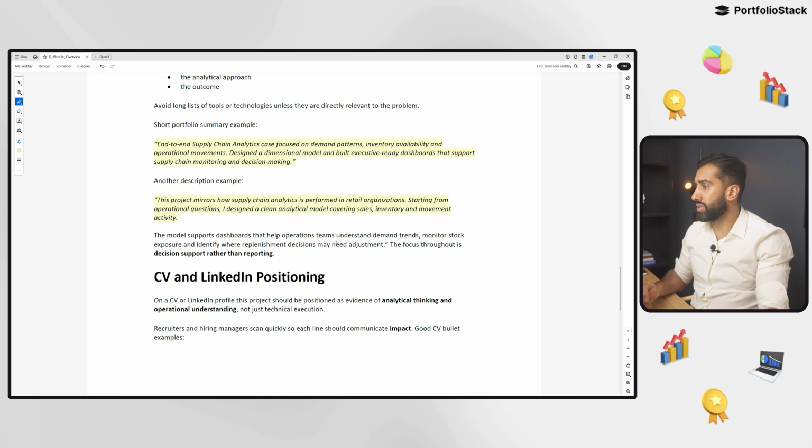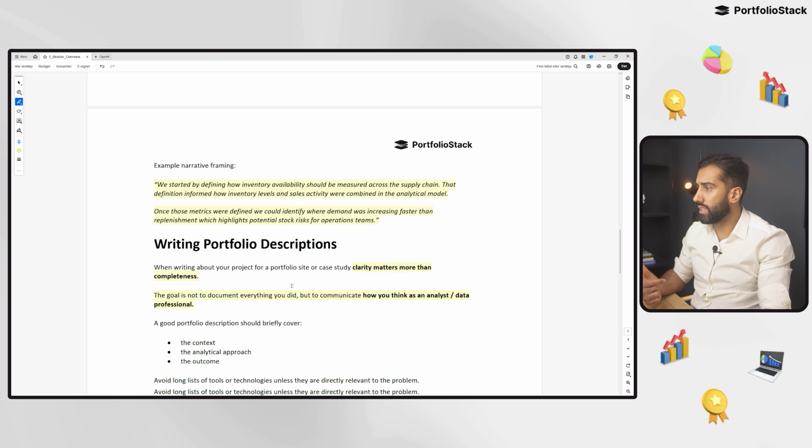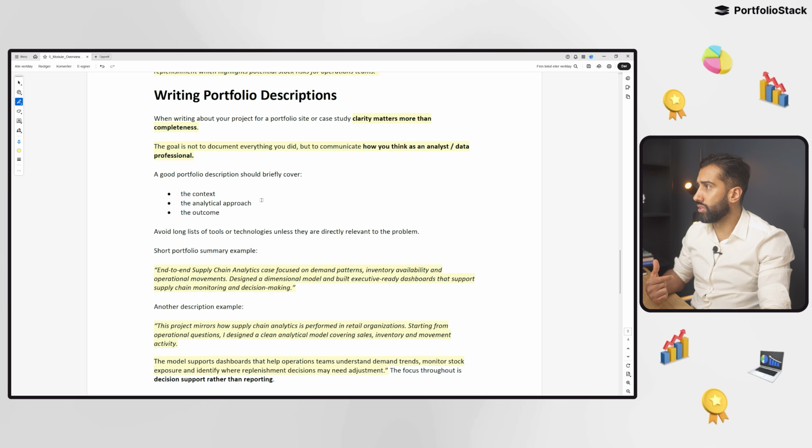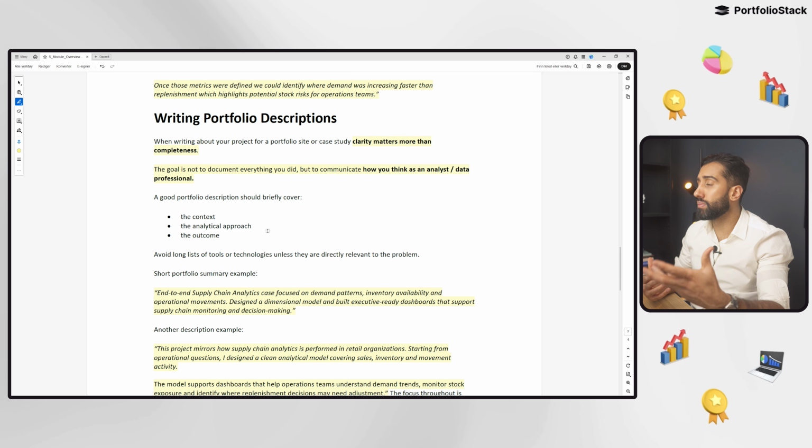The model supports dashboards that help operational teams understand demand trends, monitor stock exposure, and identify where replenishment decisions may need an adjustment. I just noticed this is actually the end of the second one. So the second one was actually longer than the first one. I would actually say I like the second one more now, but they are both good. And the focus throughout is decision support rather than reporting. And that is, again, important when you write about your portfolio.